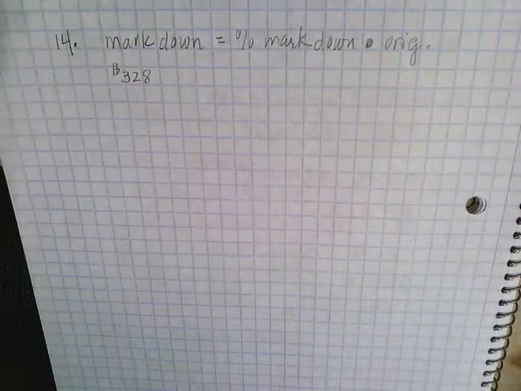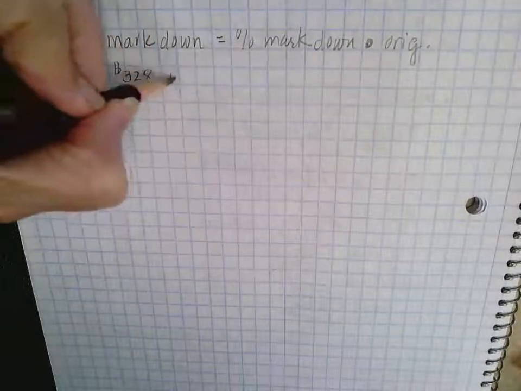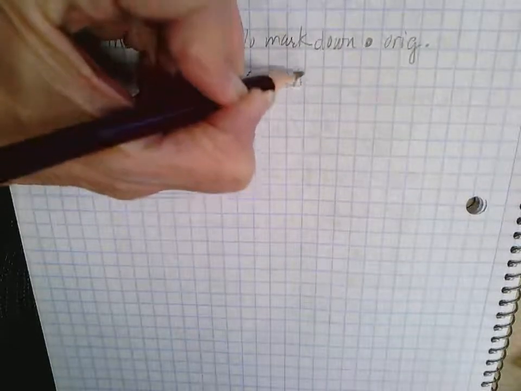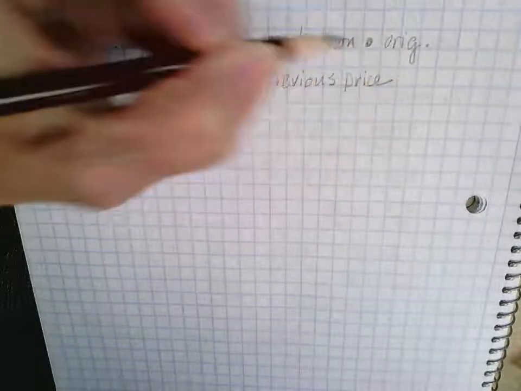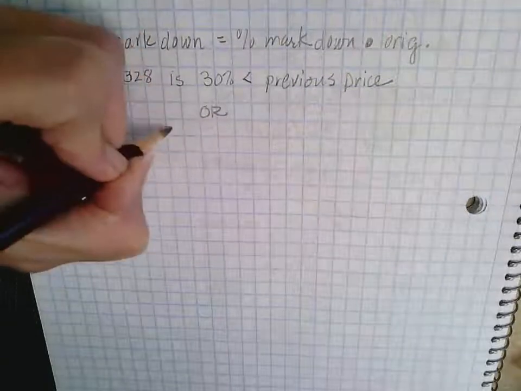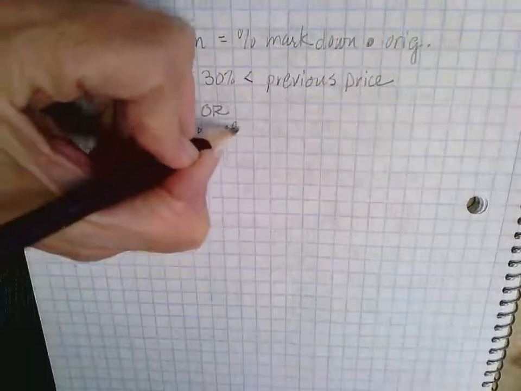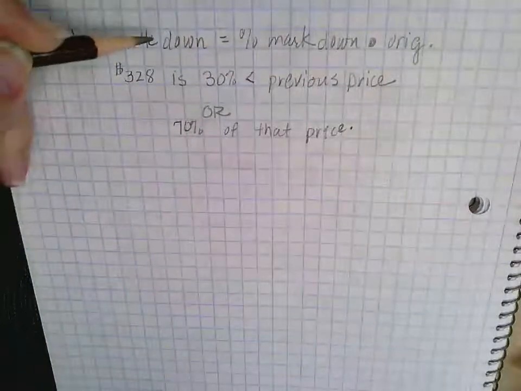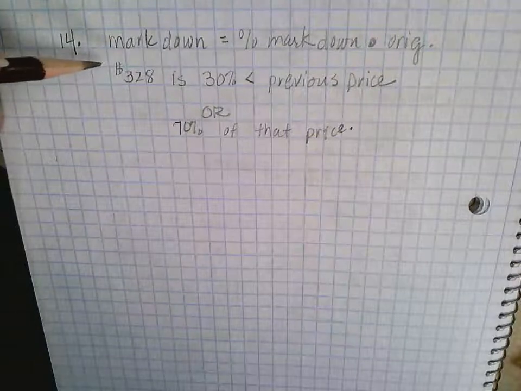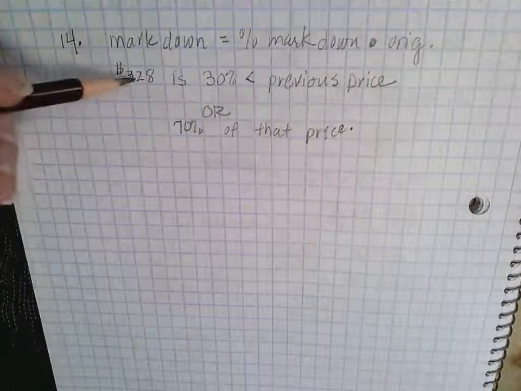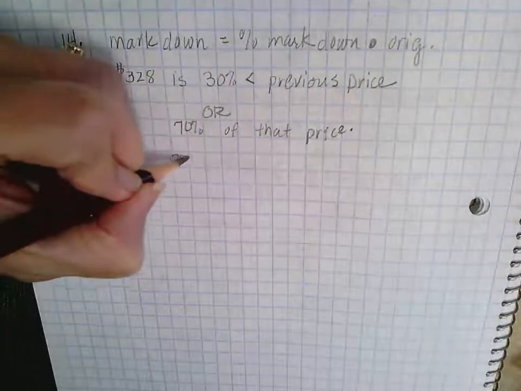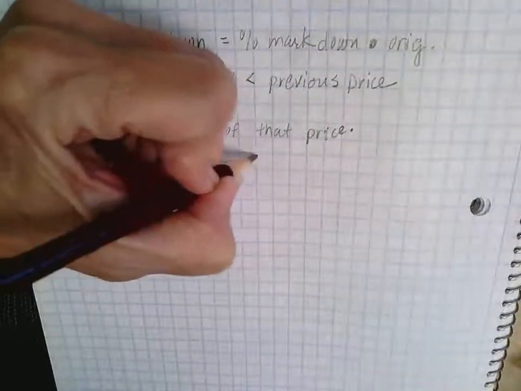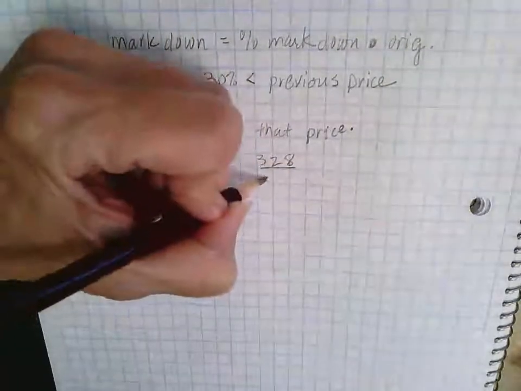So $328, according to our information, is the final price. And that price is 30% less than the previous price, or it is 70% of that price. So instead of multiplying 328 by 70%, we are going to divide 328 by 70%. Now, to divide by a percent, we have to change it into a decimal.